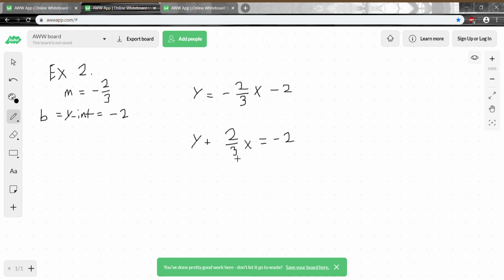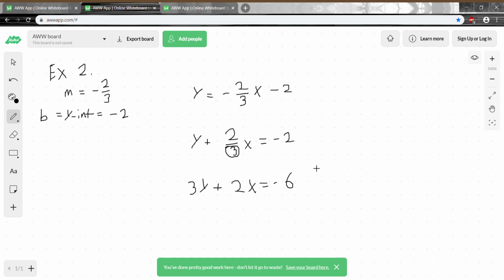Now, this 2/3 can be kind of hard to work with mathematically. It's not the prettiest thing, so we are going to make it easier by multiplying the entire equation by 3. That will get rid of this over 3 term right here. So if we multiply the whole thing by 3, we're going to have 3 times y plus, actually the 3's would just cancel out. The 3 multiplied by the 2 over 3, 3 cancels out. That gives us 2x plus 3y is equal to a negative 2 times 3, which is negative 6.